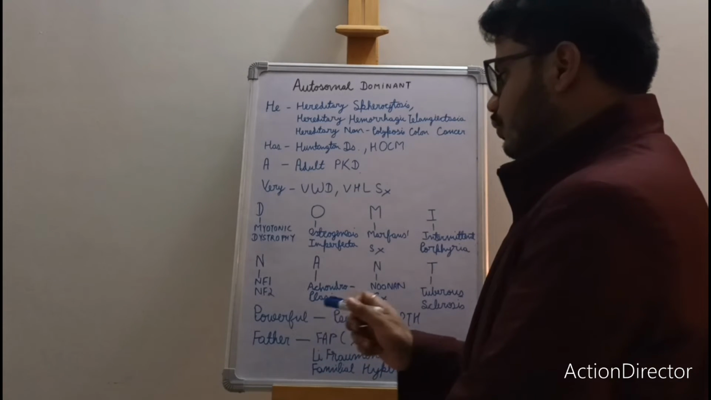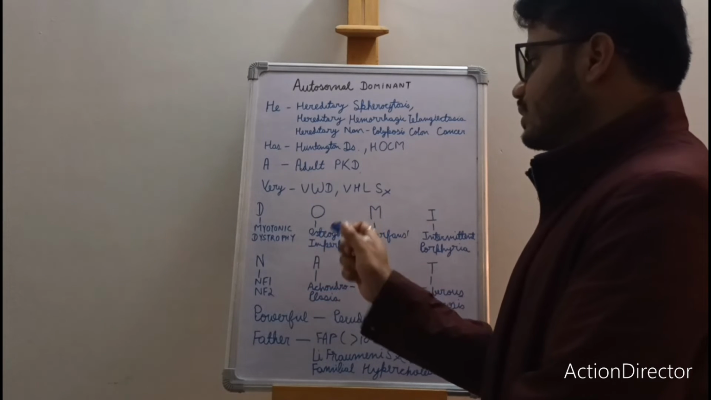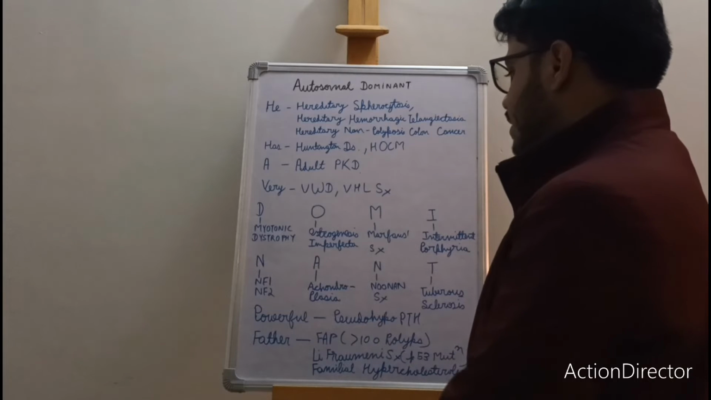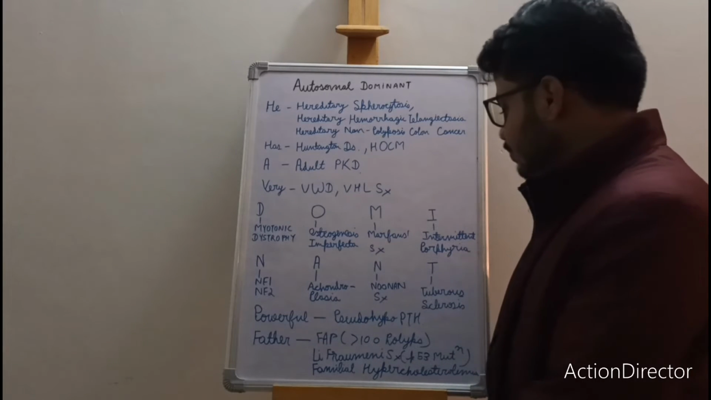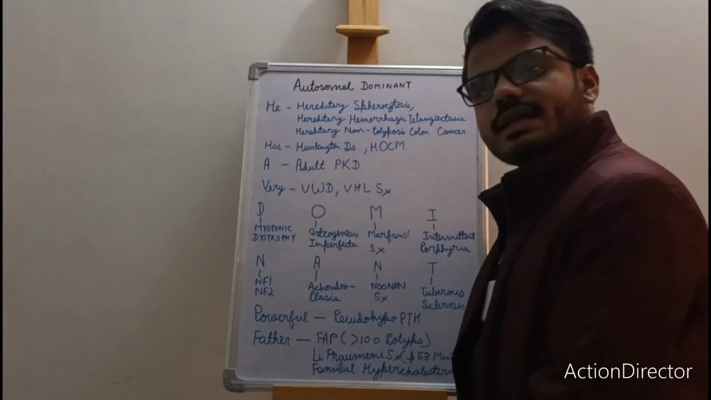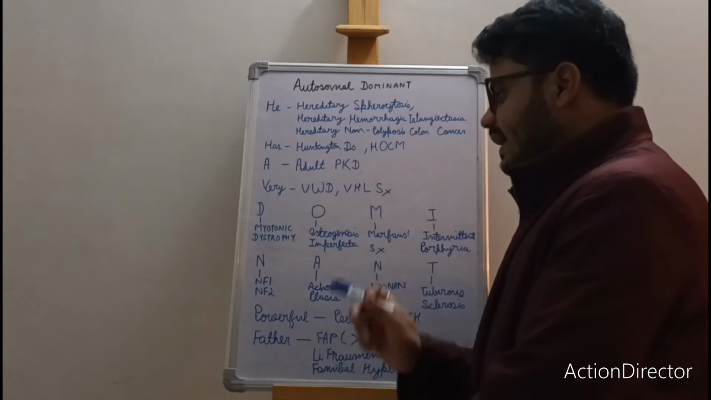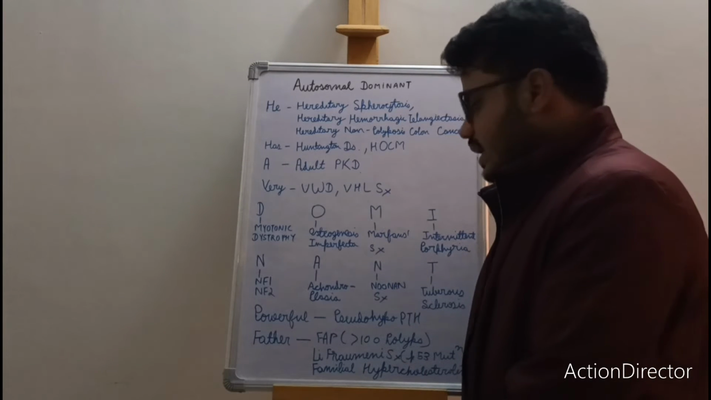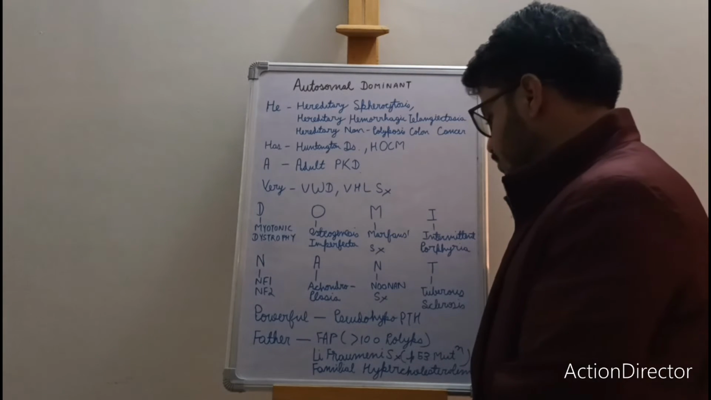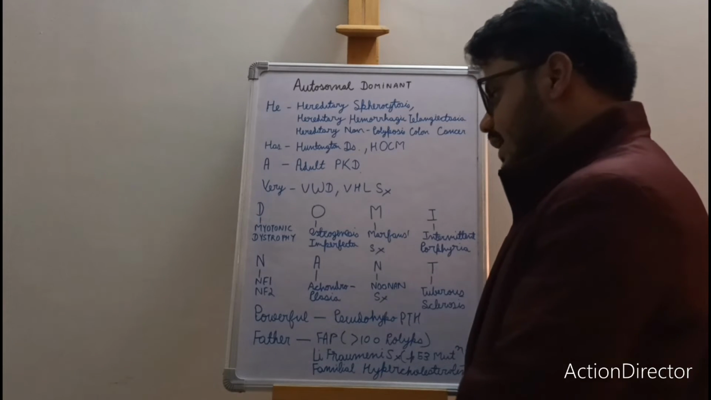Dominant and powerful father. D stands for myotonic dystrophy. O stands for osteogenesis imperfecta. N stands for Marfan's syndrome. I stands for intermittent porphyria. N stands for NF1, NF2. A stands for achondroplasia. N stands for Noonan's syndrome. T stands for tuberous sclerosis.